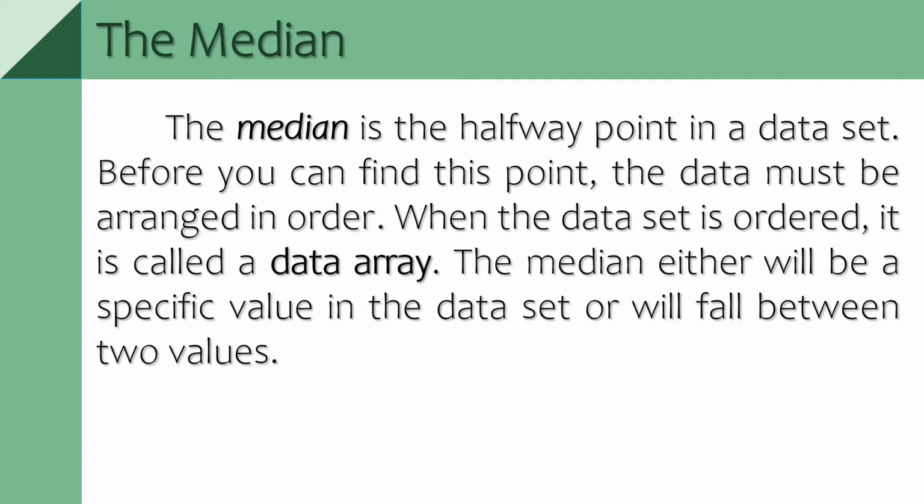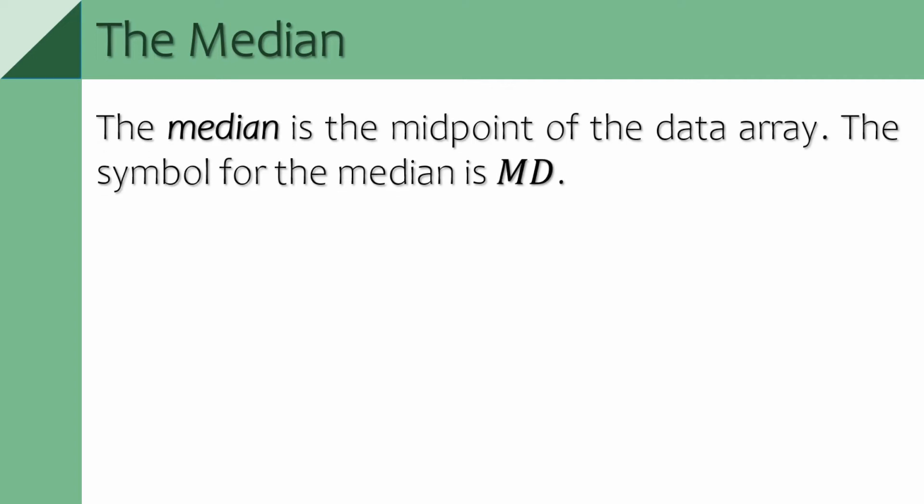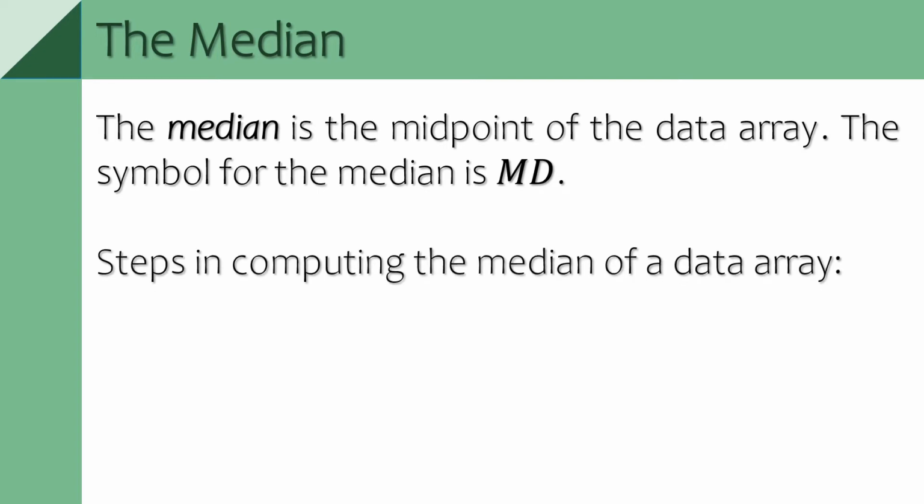Okay, so the median can be a single value, or it can fall between two data values. The median is the midpoint of the array, and the symbol for the median is MD. When the median falls at the midpoint of two values in the array, this is the formula we use: add the two data values and then divide by 2.